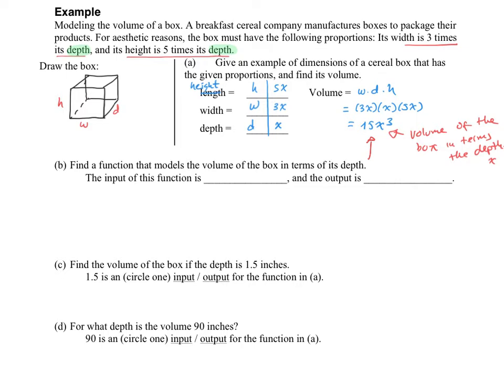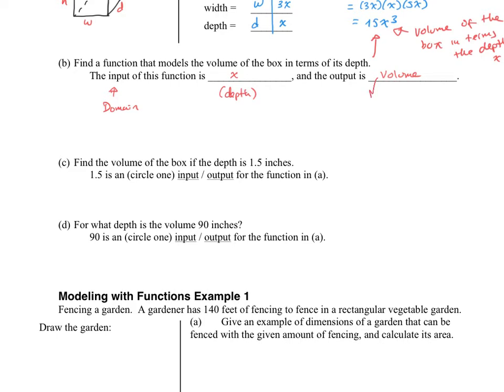Now the input is the same thing as the domain, and for this function the input is x, which is, remember, the depth, and the output is the volume. Now if we want to write the volume in terms of x, then V of x will be 15x cubed. So this is a formula for the volume, which depends on x, where x is the depth of the box.